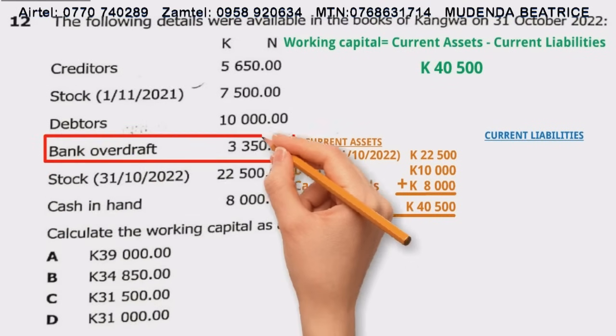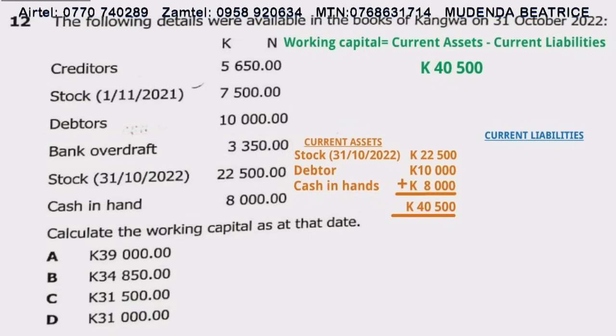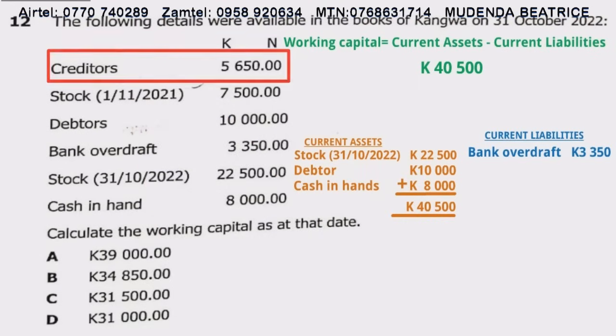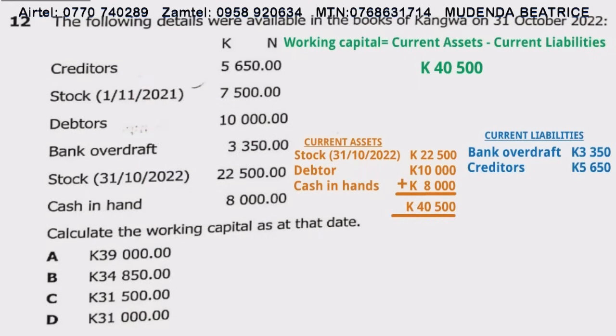So which entries or transactions are current liabilities? We have bank overdraft, which is 3,350 kwacha. Then we have also creditors, which is 5,650 kwacha. These are current liabilities. So we find the sum of that. When you add 3,350 kwacha plus 5,650 kwacha, it will give us 9,000.